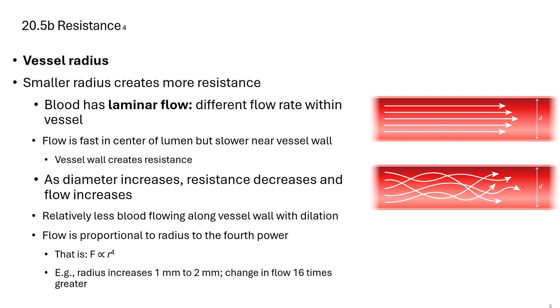So how do you change the vessel radius, right? You change the vessel radius through vasoconstriction and vasodilation, right? So whenever you constrict the vessel, you decrease the radius, you decrease the flow. As you vasodilate, you increase the radius, you increase the flow, right? So again, consider this. This is the one that we have the most influence on, right?